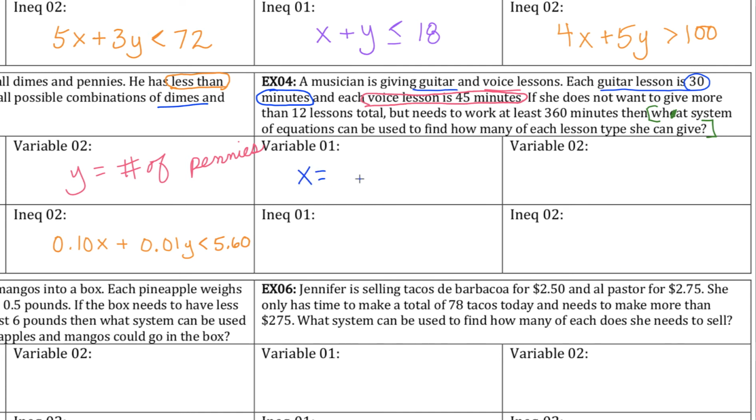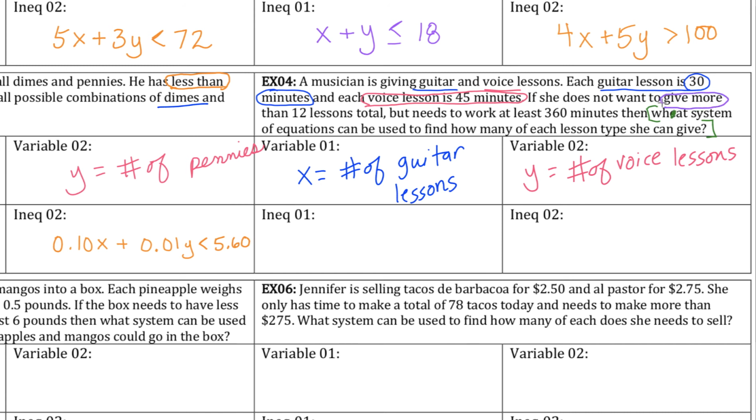So let's write these out. X is the number of guitar lessons, and then Y will be the number of voice lessons. Let's look for the total number of lessons. It says they give more than 12 lessons total. Let me use the other purple, it stands out more. So the number of guitar lessons plus the number of voice lessons should be more than 12.